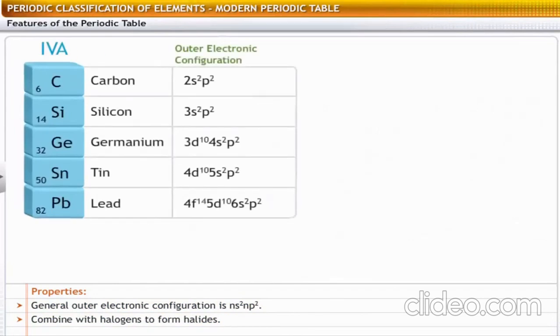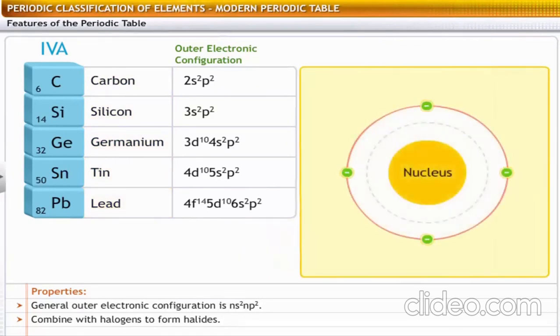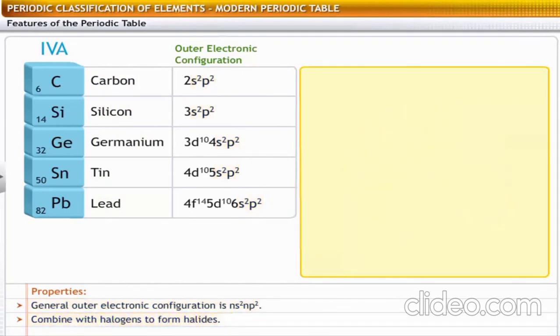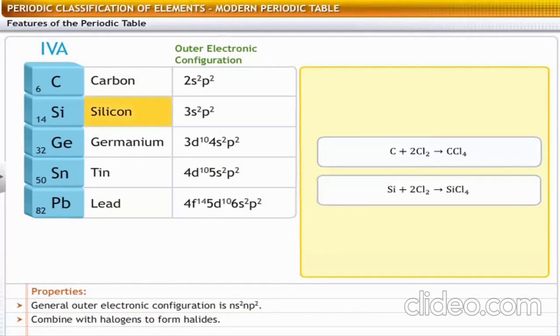Let's move to group 4. The elements in this group are carbon, silicon, germanium, tin, and lead. These elements contain 4 valence electrons and their general outer electronic configuration is Ns2Np2. The elements in this group combine with halogens to form the respective halides. For example, carbon combines with chlorine to form carbon tetrachloride. In the same way, silicon combines with chlorine to form silicon tetrachloride.